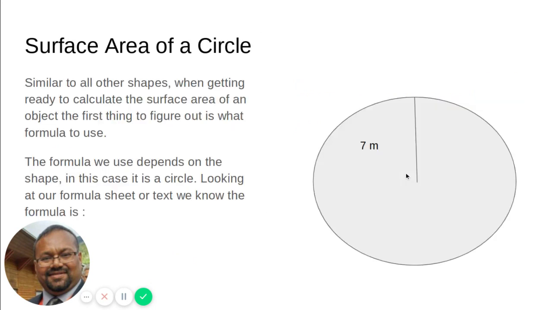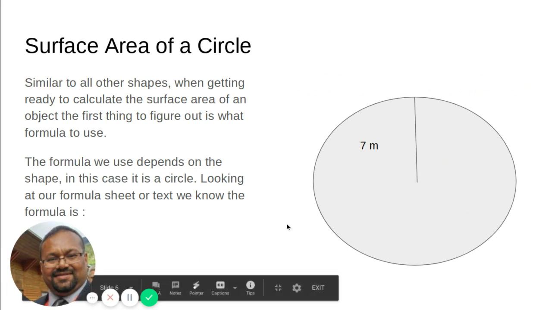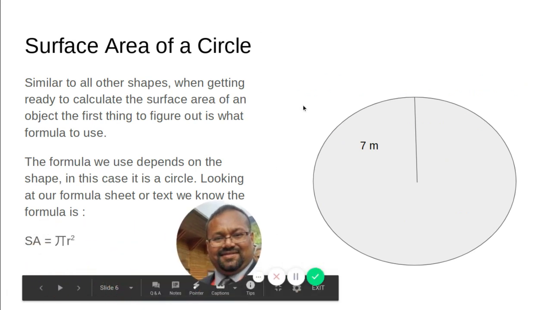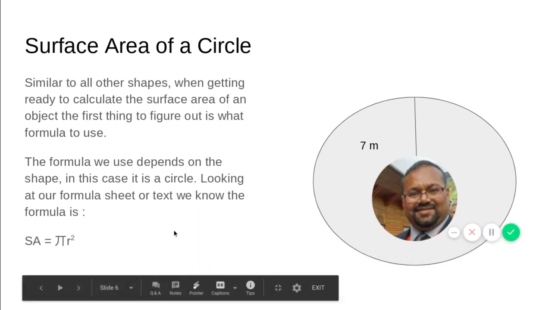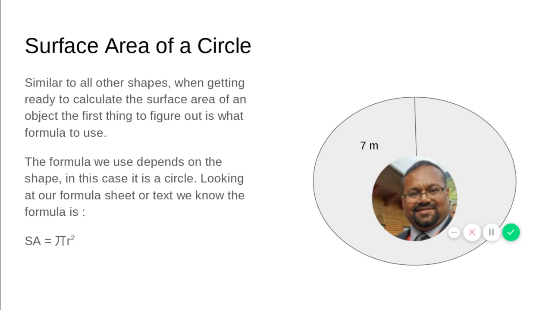Moving on, surface area of a circle. In this case, same as always, first we take a look at the shape we're using. In this case, it's a circle. We take a look at our formula sheet, figure out that for a circle, the formula is, now my big head is covering it up here, so I'm going to move my head out of the way. Maybe I'll move my head to the middle of the ball. There we go. Surface area of a circle is pi r squared.